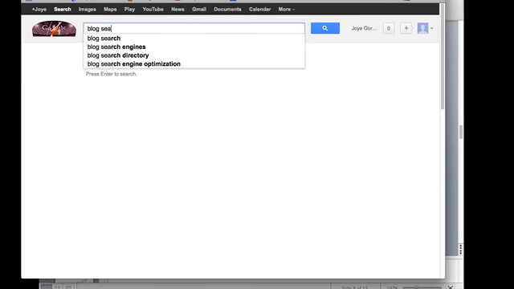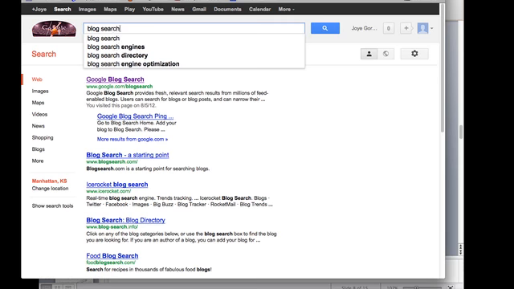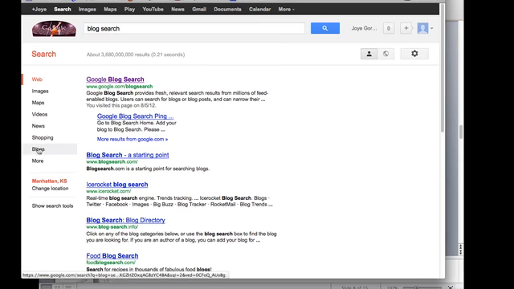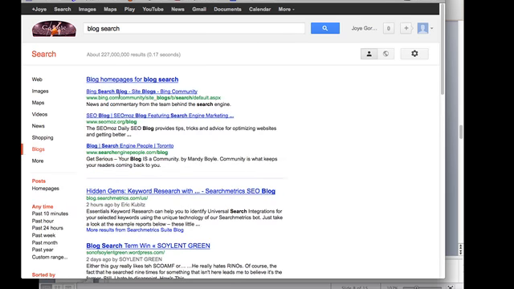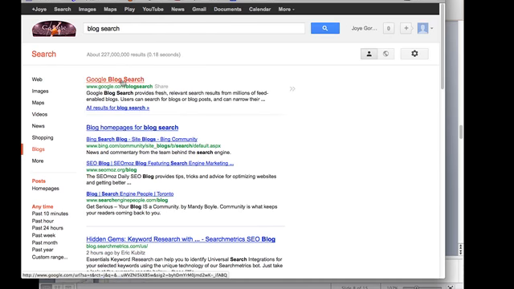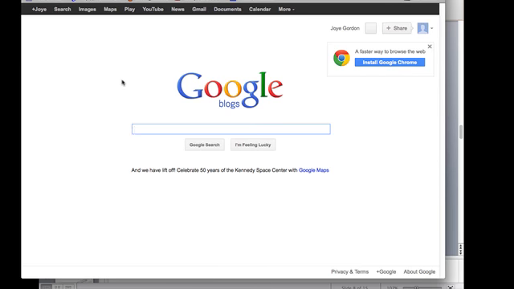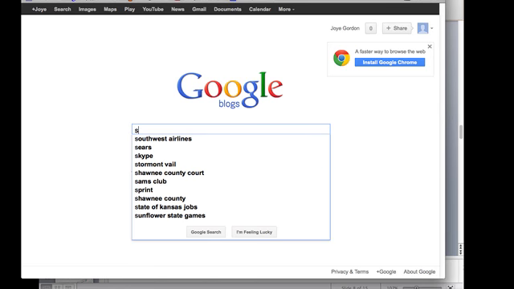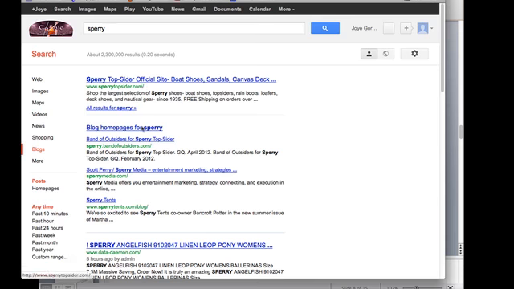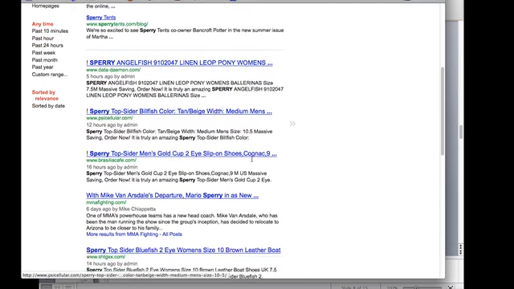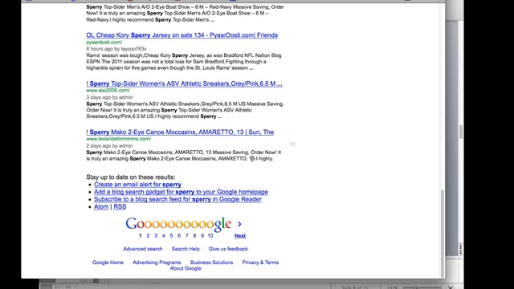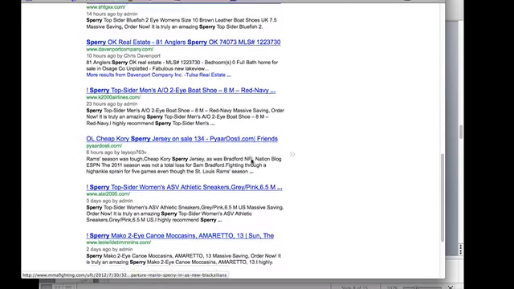I can either type blog search into Google, or I could have used this function here. Google blog search. Okay. Using Google blog search, I can put in the shoe brand name, Sperry, and see what I come up with. It's going to give me all sorts of information about Sperry topsiders and what blogs they're showing up in and all sorts of stuff.